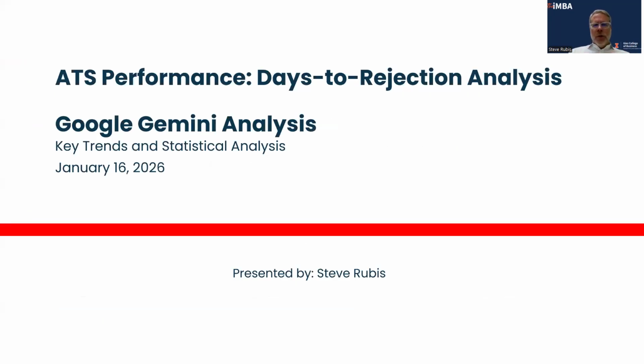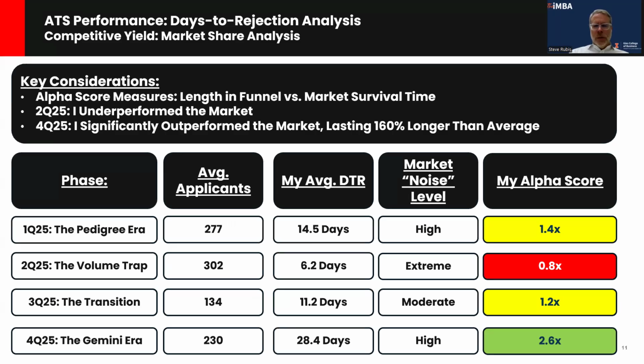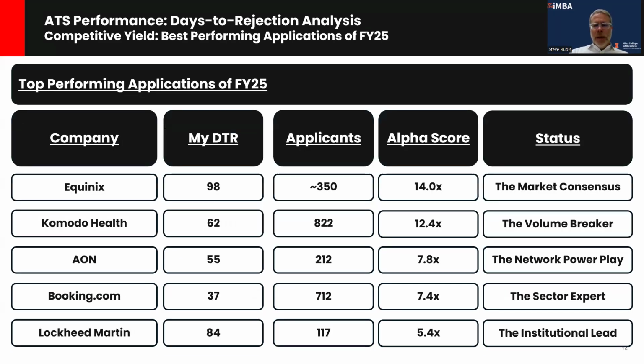And so we did this Google Gemini analysis recently. These are some slides that we'll walk through again. As you can see, it illustrates what Gemini has done for us in our job search. Like throughout 25, we were kind of either underperforming the second quarter or just average in the first and third quarter. And as we got into the fourth quarter, we really saw an increase in alpha around our resume. And these are some of our best performing job applications of the year. Equinix, it's a 14 to 19 alpha, depending on how you calculate that score. Komodo did well, and we did really well there. Booking and Lockheed, we had some really good opportunities throughout the year.